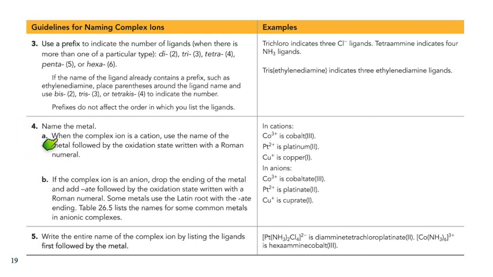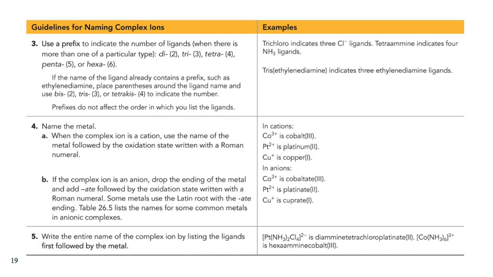If the complex ion itself is a cation, then we're going to use the normal name of that metal ion, right? So the metal's name followed by the oxidation state in Roman numerals. In Chem 1A, we learned that Co3+ would be called cobalt(III) ion. This is platinum(II) ion, copper(I) ion. So the Roman numeral tells us the positive charge on the metal ion.